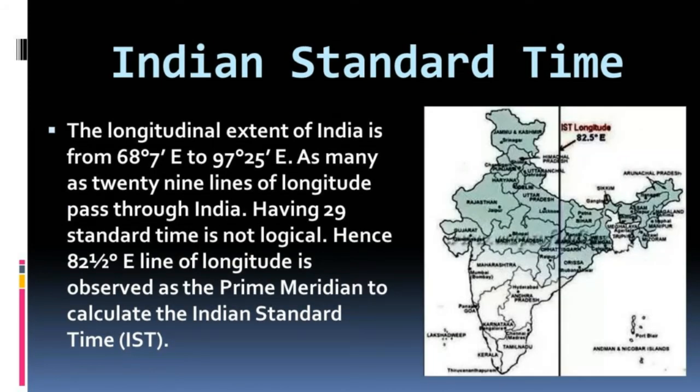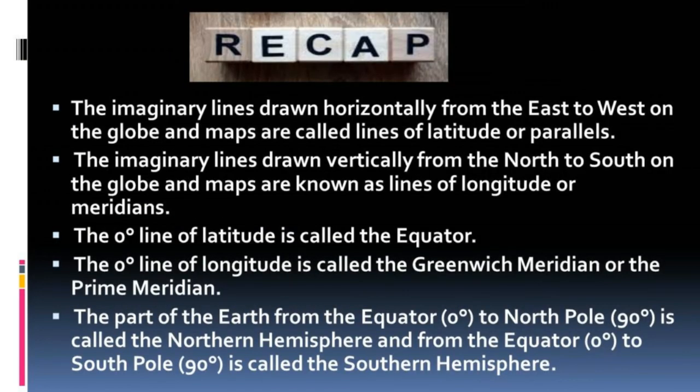Indian Standard Time. The longitudinal extent of India is from 68 degrees 7 east to 97 degrees 25 east. As many as 29 lines of longitude pass through India. Having 29 standard time is not logical. Hence, 82.5 degree east line of longitude is observed as the prime meridian to calculate the Indian Standard Time, that is IST. Let us go through a short recap.